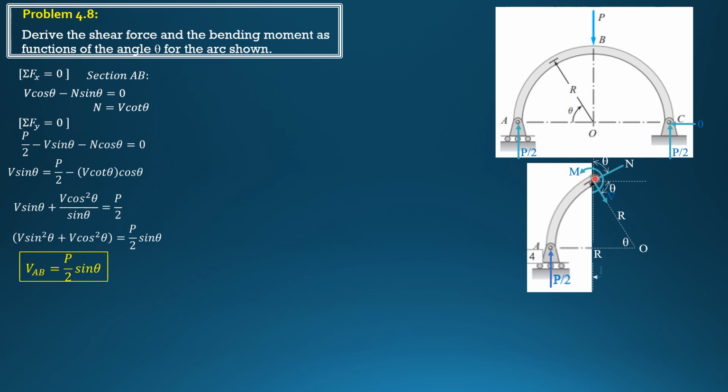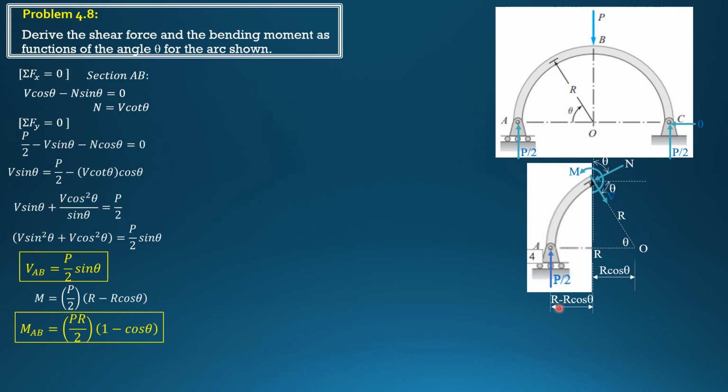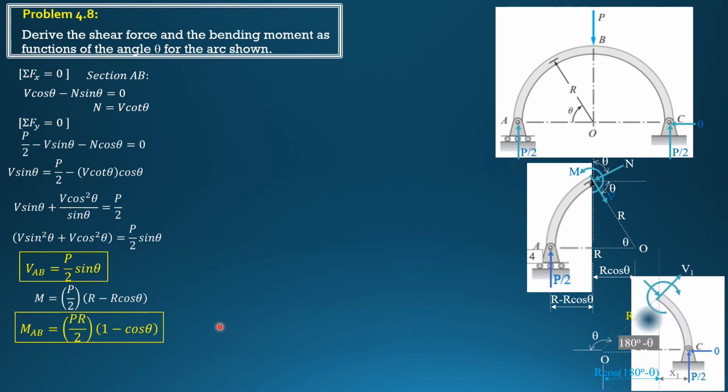For the moment, let's drop this vertical line, and this distance is r cosine theta from O. Then this horizontal distance is radius minus r cosine theta. So if we sum up moment about this section here, then moment counterclockwise equals clockwise: p over 2 times quantity r minus r cosine theta. So moment equals p over 2 times quantity r minus r cosine theta, factor out r. So we have the expression for moment AB equals pr over 2 quantity 1 minus cosine of theta. So that's the shear and moment equation for this section here.